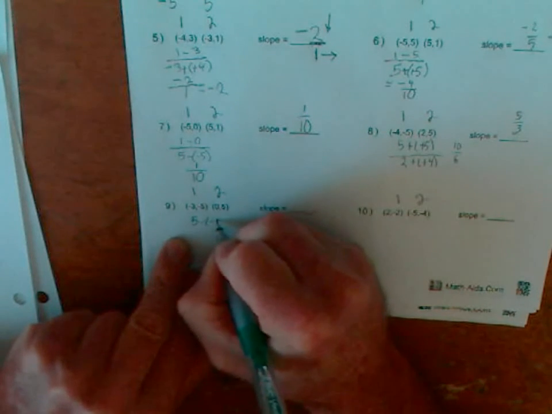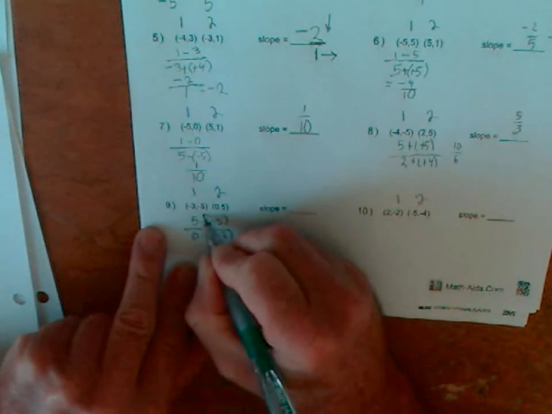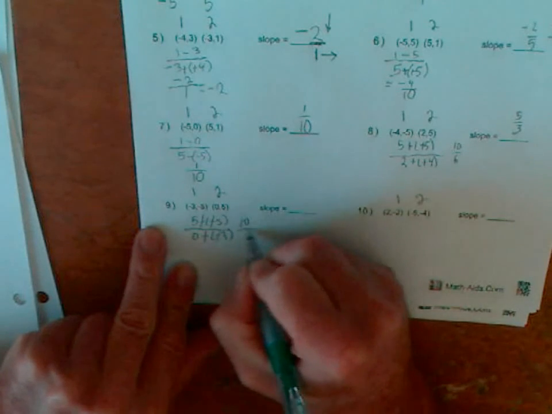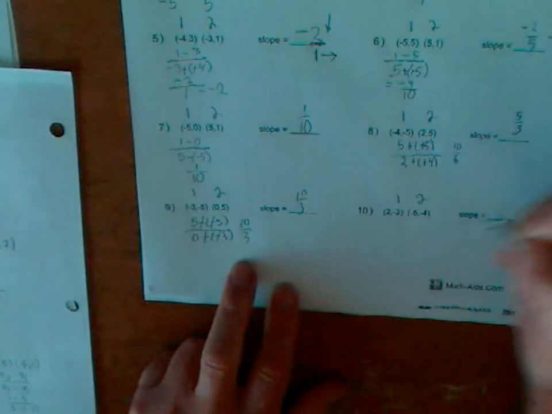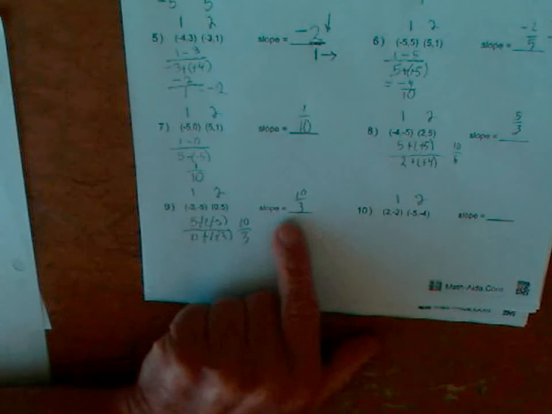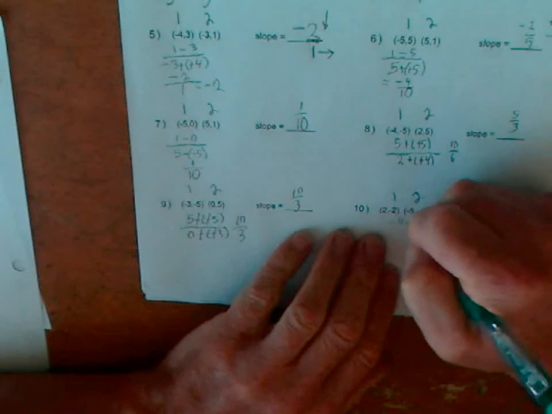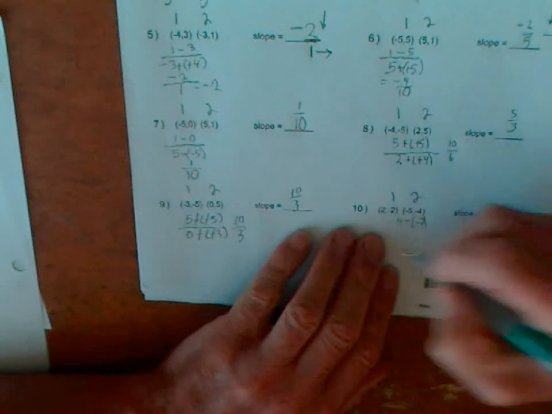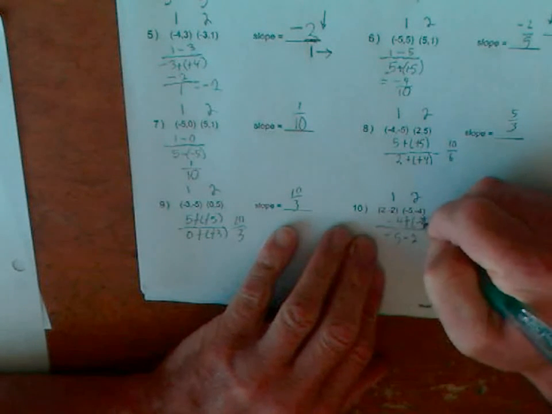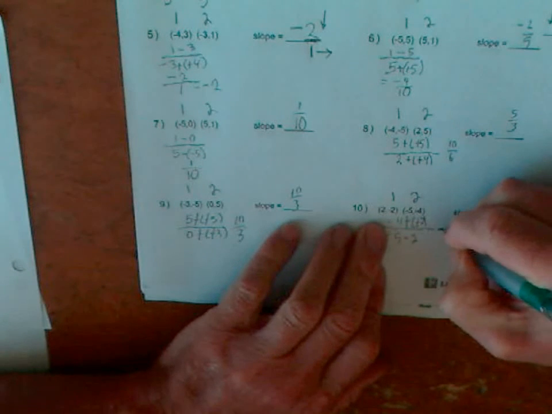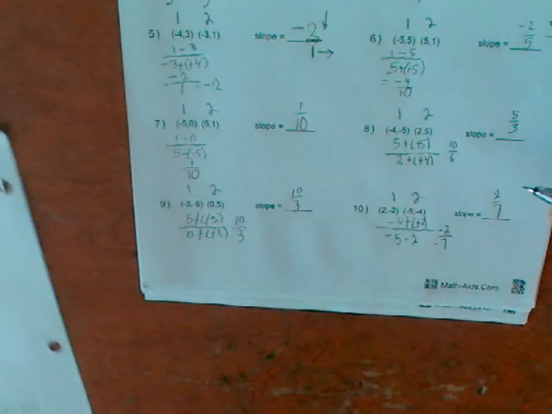5 minus a negative 5 all over 0 minus a negative 3. Add the opposite. 10 over 3. Be careful with integers, girls, or this is going to be a mess. Your line's going to be wrong if you end up making a mistake here. So I always use brackets to separate the signs. Remember the integer rules. Add the opposite. 4 negatives, 2 positives, that's going to be negative 2. 2 negatives, negative 7, or 2 over 7.